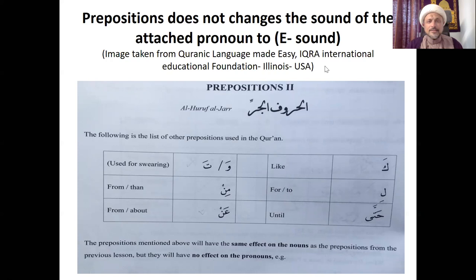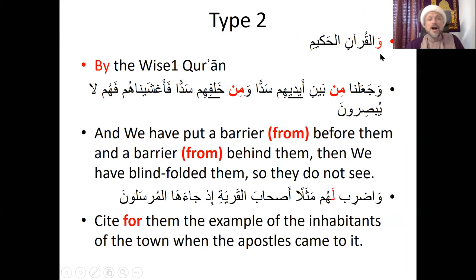So it is kaf, waw, ta, lam, mim, hatta, ayn. Tell me, and then what did we miss? Which letter did we miss? Be awake, please. Wow. Wal Quran al Hakim. Yasin, by the wise Quran, you are from the Mursaleen. So you, Yasin, you, Muhammad sallallahu alayhi wa sallam. By the wise Quran.